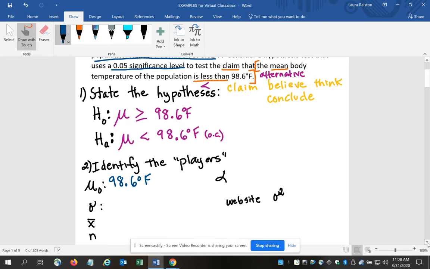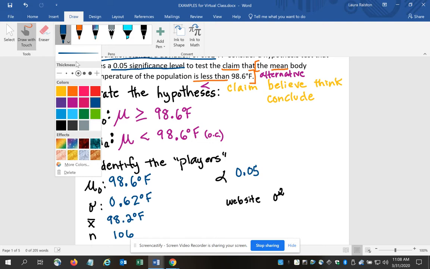So we go back. Having read through the problem, I've highlighted it. My population standard deviation is clearly stated as 0.62 degrees Fahrenheit. My sample mean was 98.2 degrees Fahrenheit. We tested 106 people, and we're using a 0.05 significance level. And all of that is given to you in the problem. In the real world, you would have gone out and collected it and had to calculate those values for yourself.